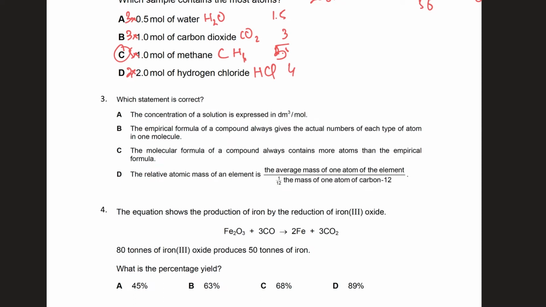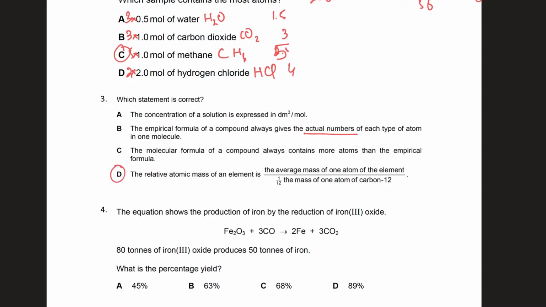But this one's saying it gives the actual number. In fact, that is what molecular formula does. A molecular formula for a compound always contains more atoms than an empirical formula. Think of a simple example that does not follow this. For example, H2O or NH3. They don't follow this. They have the same empirical formula and molecular formula. So this one's wrong. Clearly, the last one is going to be our answer.